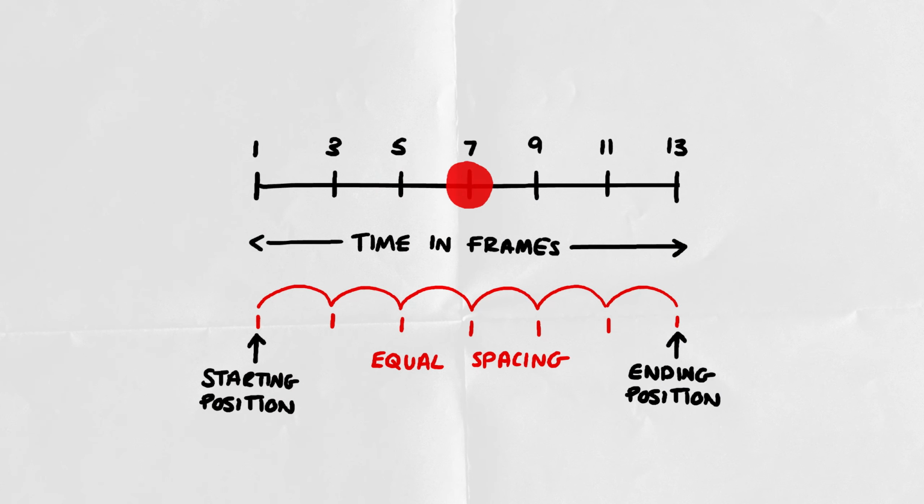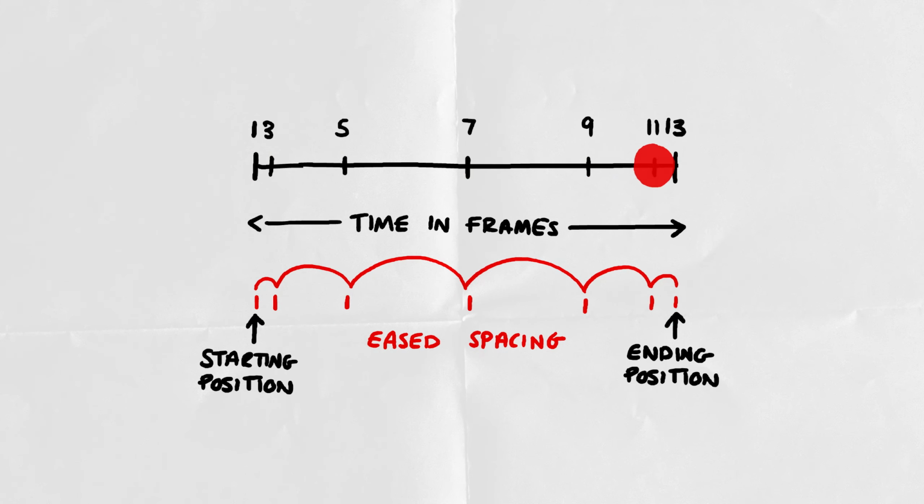Spacing involves how you move your objects through that time. For example, if we move this ball in equal increments of space through, say, 13 frames, we get a very linear movement, with the ball moving quite unnaturally. If, however, we make the ball move slowly at the start and end, but faster in our middle frames, we get a much more natural looking movement.